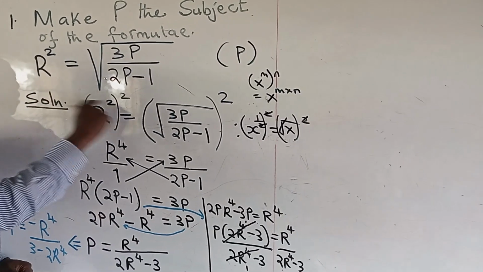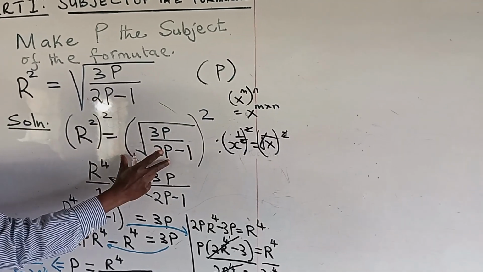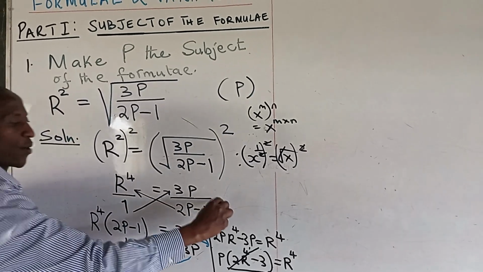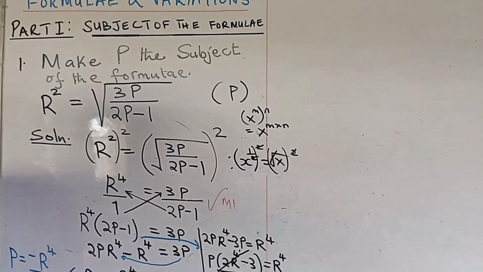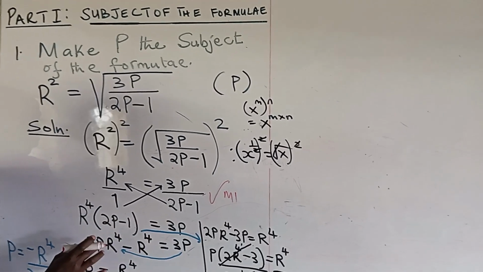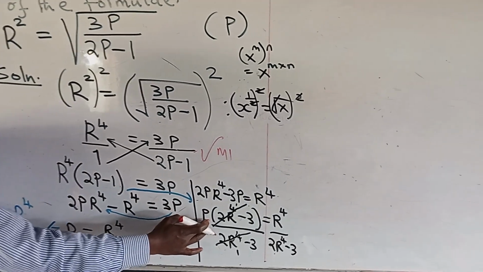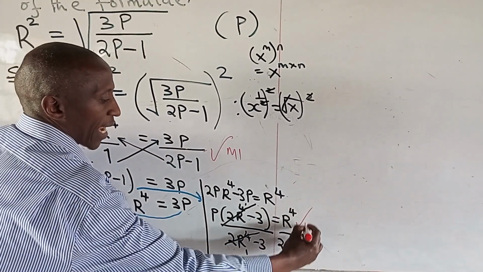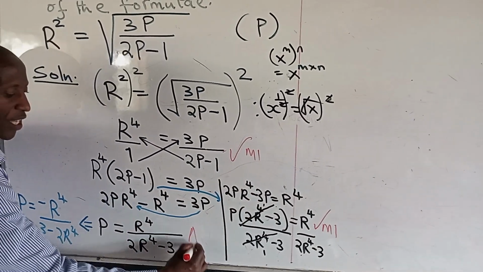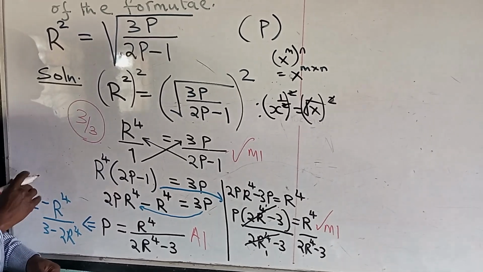You find that when the student commits himself that he's going to square, we wait for the result of the square of undoing the square root, and when he does it correctly, we give M1. Then we look for the second step, which is putting the like terms together and factoring out p, and that is happening at this level, M1, and when the student gets the accurate answer, we get A1, and that earns the student 3 out of 3 marks.